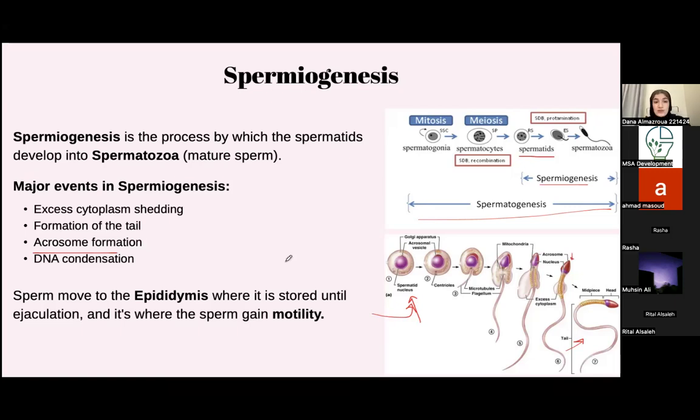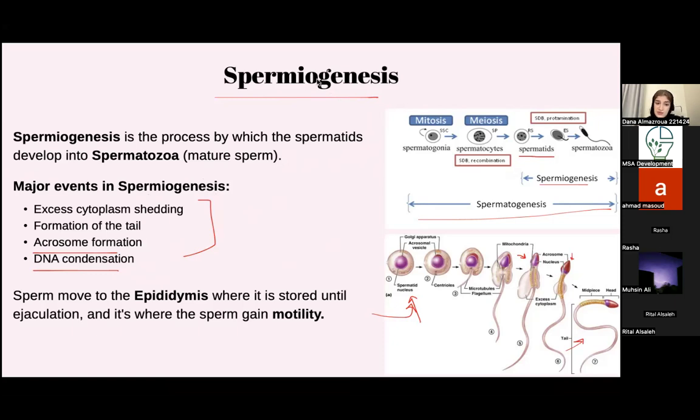Remember the acrosome, which is present at the head, which I said is very important for fertilization. This acrosome is formed in the process of spermiogenesis. And there is DNA condensation, so it's no longer as loose as it was in a circular cell. It's now more condensed in the nucleus, which is found in the head. So these are the main 4 things that are happening in spermiogenesis.